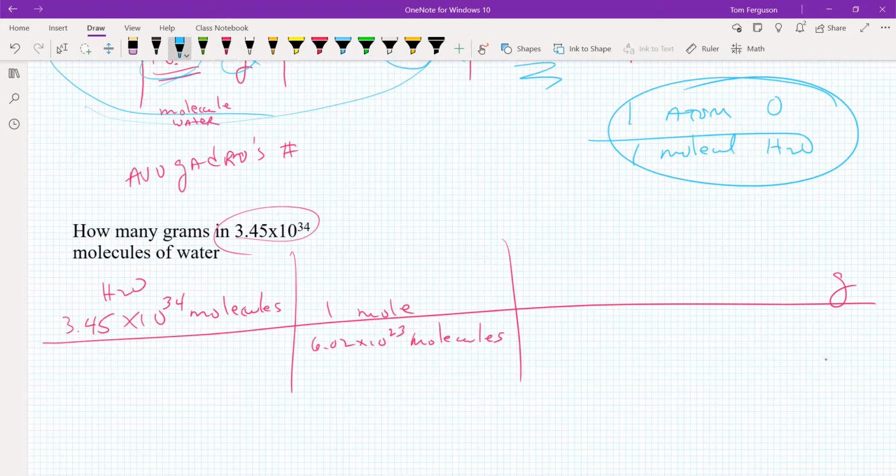Okay, so molecules cancel, gives us moles. Now we're going to go from moles to grams. It's got to cancel. And for water, again, it's going to be 18.02. Now everything's canceled except for grams. What are we trying to calculate? Grams. So this problem is a little different number-wise, but it's the same process. Given, what are we trying to calculate? Set up, every single time.